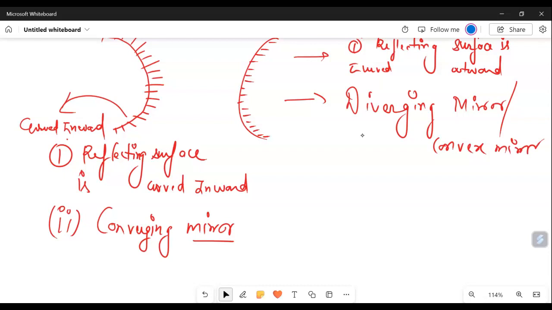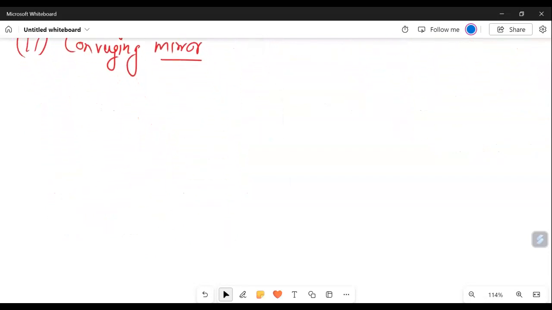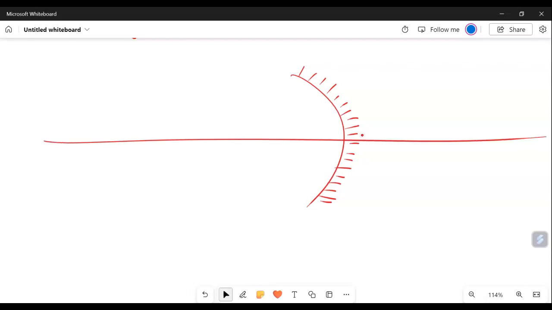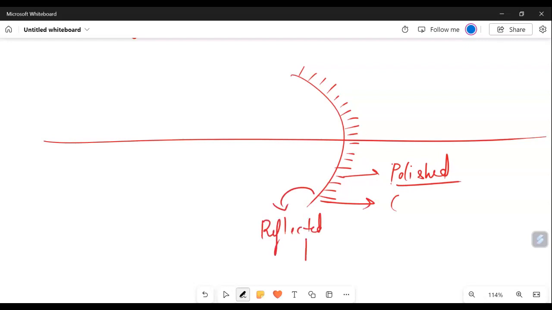So let's talk about the ray diagram now. Do you understand now what is a concave and convex mirror? Now if I am drawing the same diagram again of a concave mirror, this is your concave mirror and this will be your principal axis. This is your polished part and the other part is the reflecting part. You know that, right? So this is your concave mirror, because the reflecting part is inside.